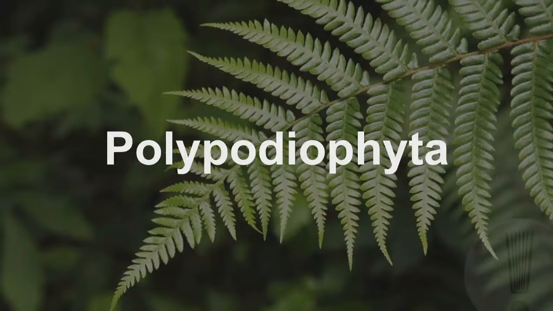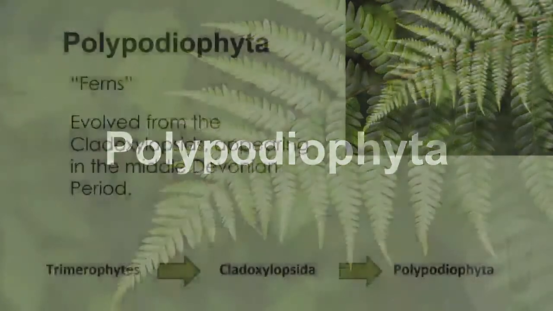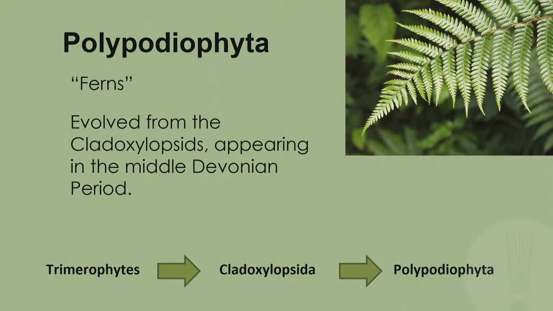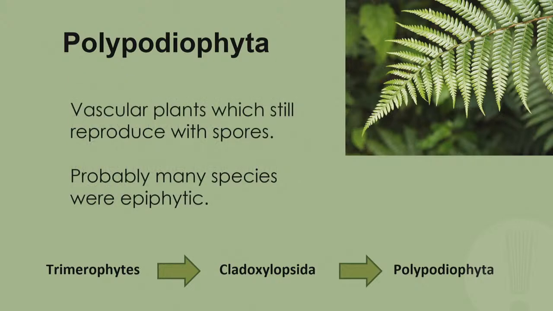All right, so now moving into the Polypodiophyta. These are our ferns. These are where ferns finally start to make their appearance on the planet. They evolved from those Cladoxylopsids appearing in the Middle Devonian. So you see here at the bottom where I show the Trimerophytes evolve into these Cladoxylopsida, which evolve into these Polypodiophyta. That way you can kind of see the lineage. These are vascular plants, which still reproduce with spores to this day. Probably many species were epiphytic, meaning they grew on the surface of other organisms.